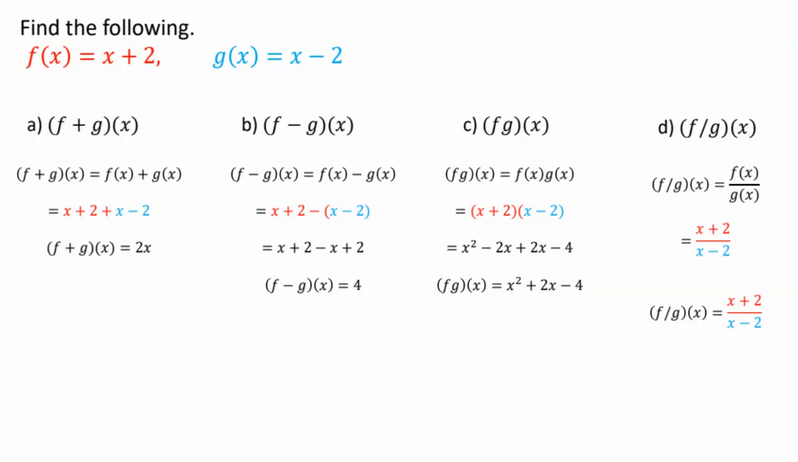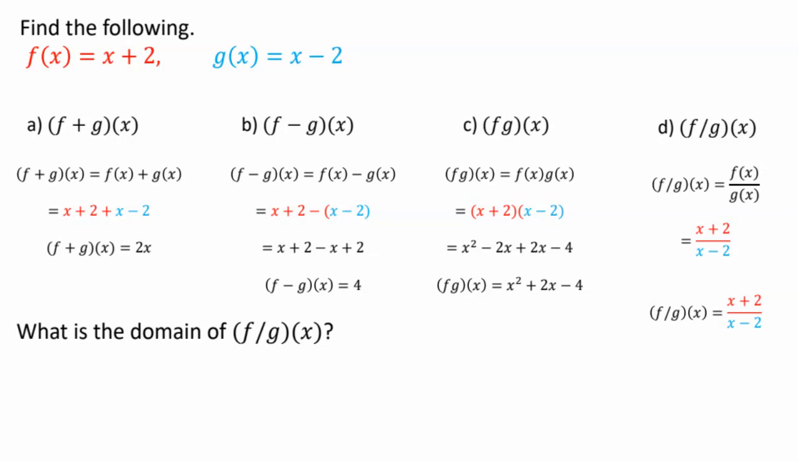Here we go. So here, it's going to be the f function divided by the g function. The f function, again, is in red, so it's going to be x plus 2 divided by the g function, which is x minus 2. So this cannot be simplified, so the solution would just be x plus 2 divided by x minus 2.